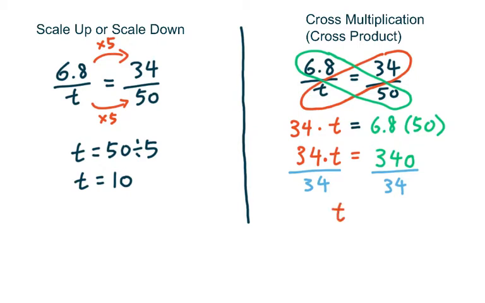And 34 divided by 34 gives us 1. 340 divided by 34 equals 10. So we still get the same answer, t equals 10.